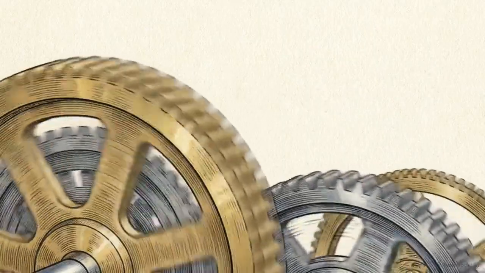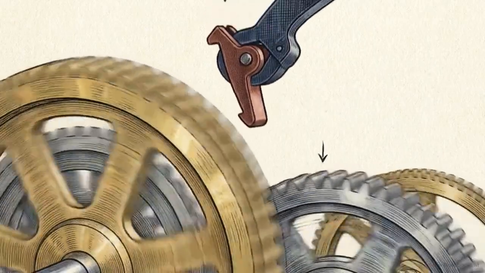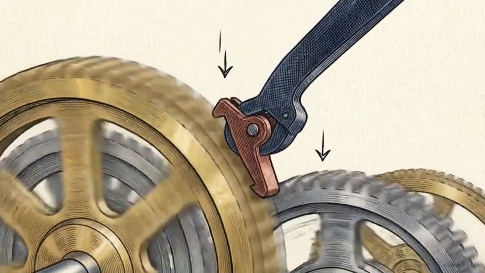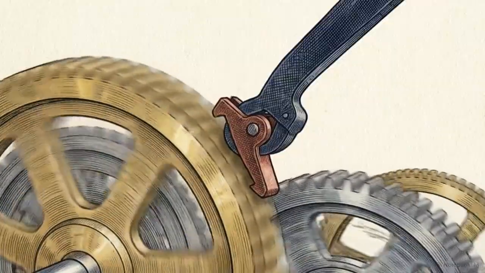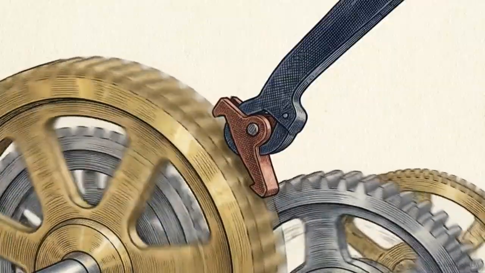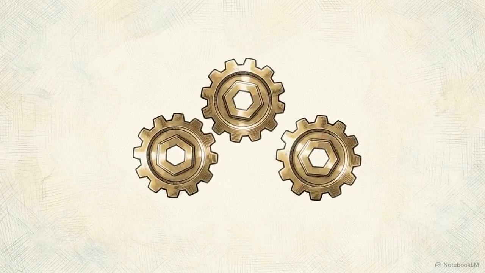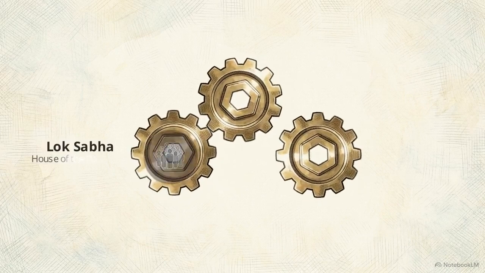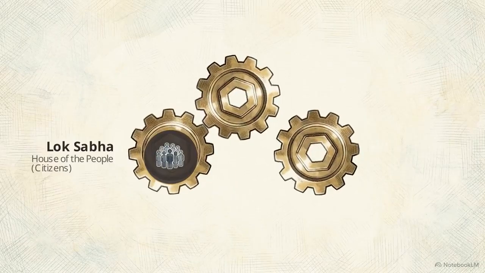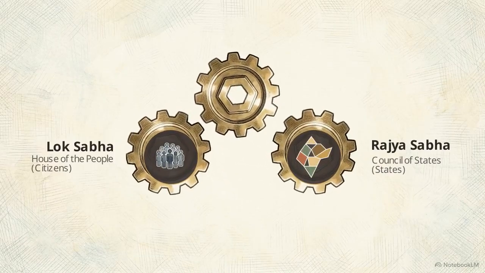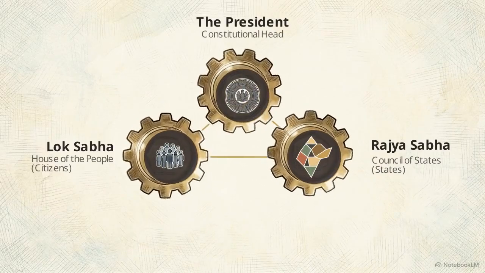These safety features, financial supremacy in one house, and the split between ceremonial and executive heads, prevent power from concentrating in a single individual or institution. The entire parliamentary system functions as a set of interlocking gears. The Lok Sabha represents the citizens, the Rajya Sabha represents the states, and the president binds them together under the Constitution.